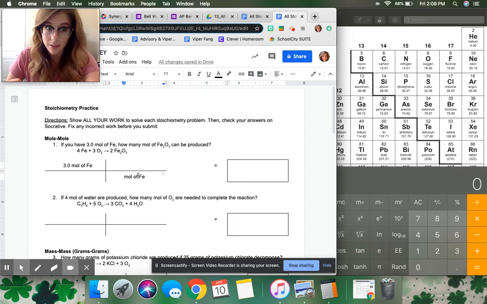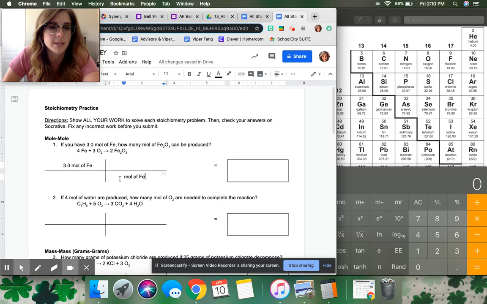Now, what is the unit I'm trying to get to in this step? The reason I've already set this up for you is that a mole to mole ratio is just a one-step problem. All I need to do is convert from moles to moles. There's no grams, no liters, no other unit of measurement. I have to get to moles first so that I can do mole to mole so that I can get out to another unit of measurement. It's already in moles, so I'm good.